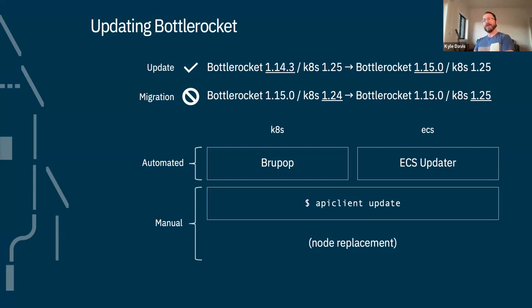If you want to do it manually, you can, of course, trigger an update through the API client, or you can do something like a node replacement, which is not unusual to Bottle Rocket. That's where you drain the nodes and replace those nodes with a newer version. And that would be the migration that we talked about with Kubernetes 124 to 125. Managed node groups work this way as well. So there's no right way to do this. Some people do in-place updates and some people do node replacement. It depends on their context.